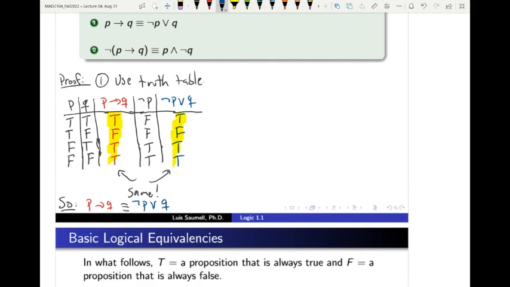Now I'm going to prove number 2, but I'm not going to do it with a table. I'm going to show you how we can now use the basic stuff that we know to verify all the logical equivalences without having to rely on the table. That's important because in this case, not that bad.